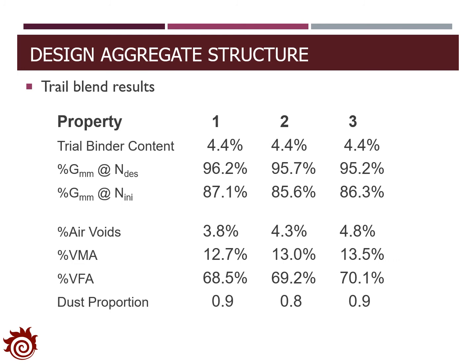In the step of the design aggregate structure, we have 3 trial blends, and with the SGC test, we can find out the properties of each trial. In the test, we will record the trial binder contents. For example, in this case, we will set 4.4% for all the 3 trials. And then we will measure the maximum specific gravity at N design and N initial. Also, we will do the volumetric calculation to find out the air voids, VMA, and VFA. We will also measure the dust proportion.